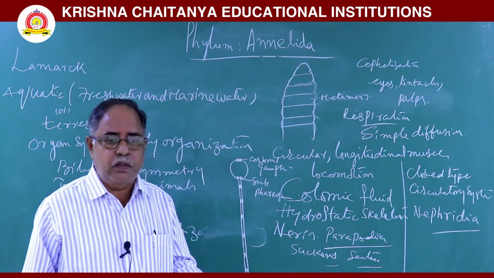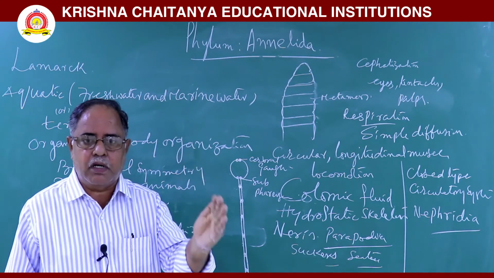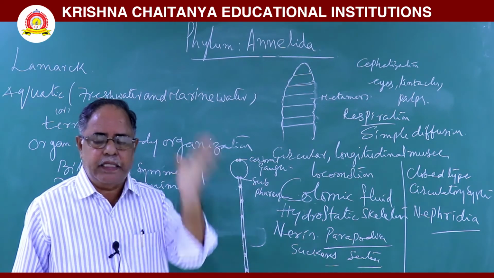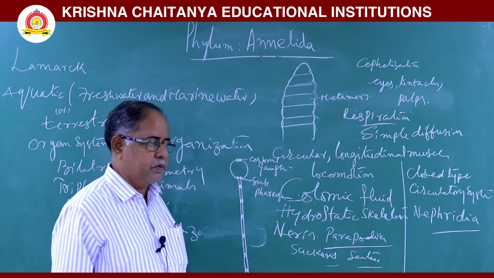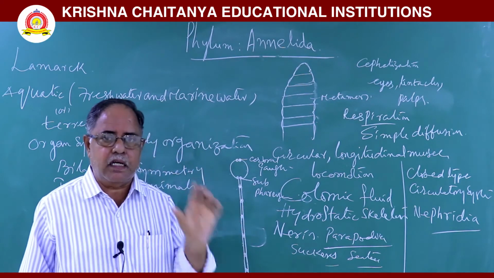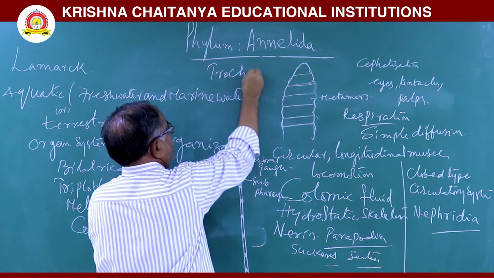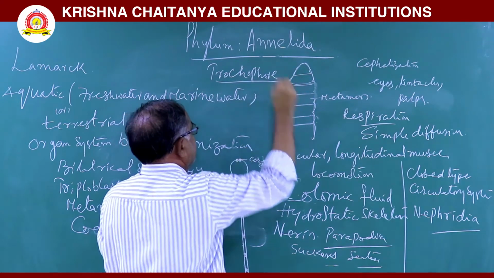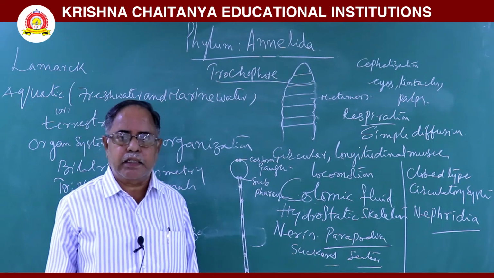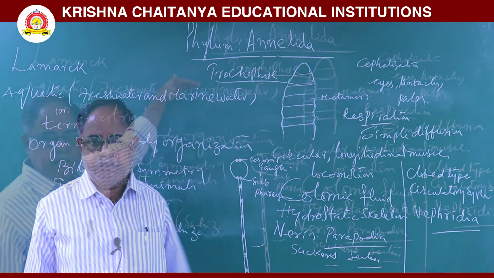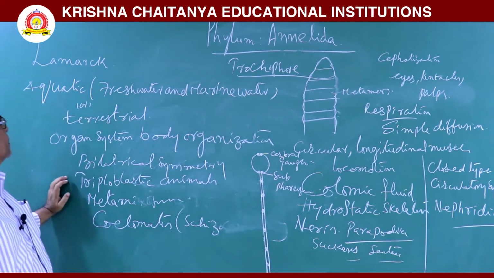Indirect development means during the embryonic stages, an intermediate larva is formed, a larval stage is seen. But in direct development, the larval stage is absent. In this animal, one characteristic larva is there. That larva is called a trochophore larva. Trochophore larva is seen in these animals. These are some important characters, the general characters of annelids.